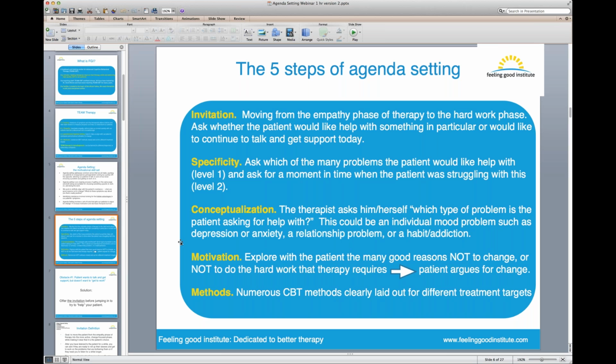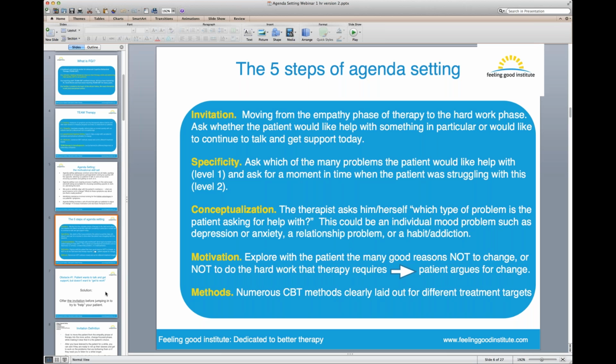And then the motivation step, which I'll be talking to you about a bit today, is exploring with the patient the many good reasons not to change or not to do the hard work that therapy requires. We talk about 5 steps of agenda setting, but the 5th step is really moving to methods. So this is maybe not exactly a step of agenda setting, but the next step in the model, which is that after making sure that the patient wants to work and after knowing what it is they want help with and collaboratively identifying resistance and good reasons not to change and being convinced by your patient that they want to change, then we bring in the big guns, which are the methods, and actually bring about change with our patients.